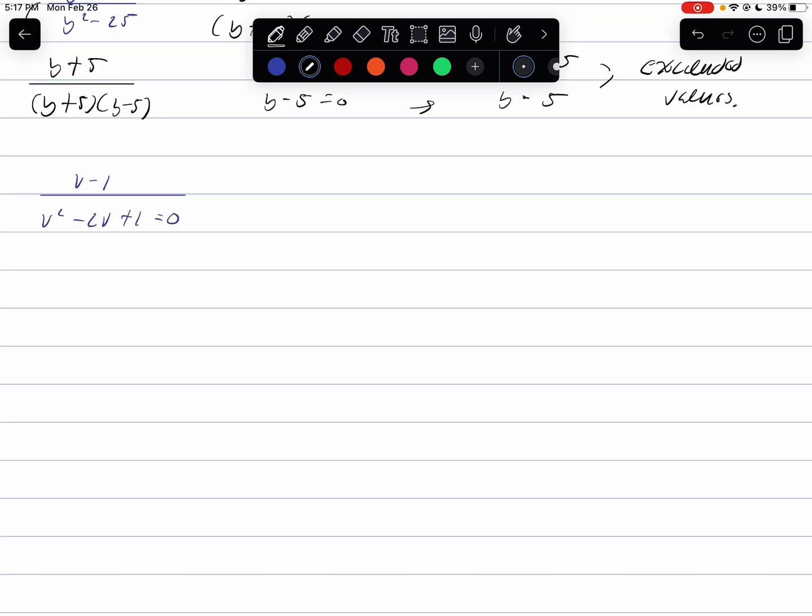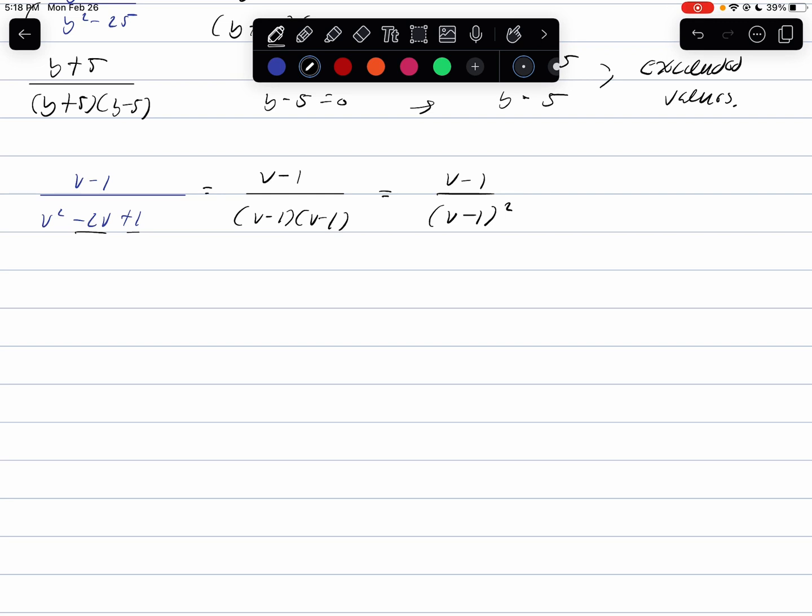Here we have v minus 1 over v squared minus 2v plus 1. Okay? So we want to factor v squared minus 2v plus 1 and then set it equal to 0. So we want to find two numbers that multiply together to give us 1 and add together to give us negative 2. I'm thinking negative 1 and negative 1. So this is equal to v minus 1 over v minus 1 times v minus 1, or v minus 1 over v minus 1 squared.